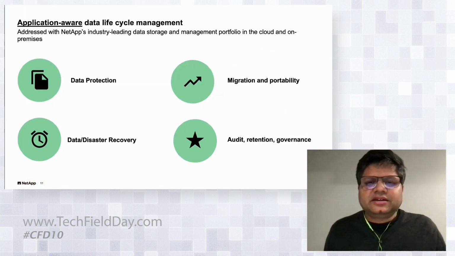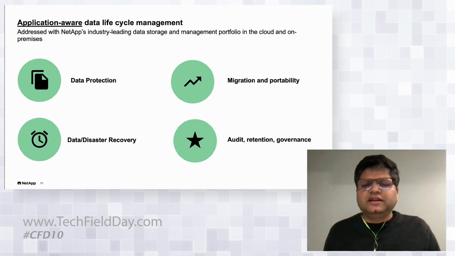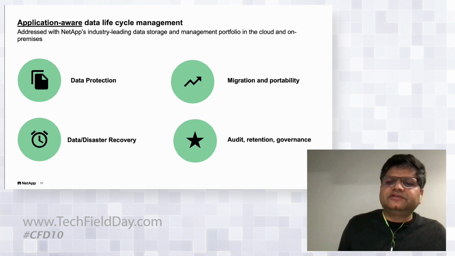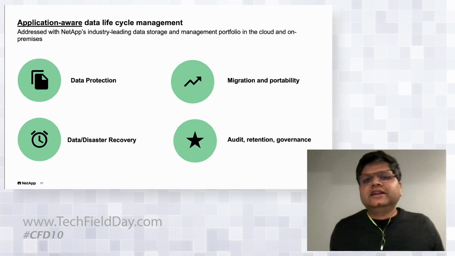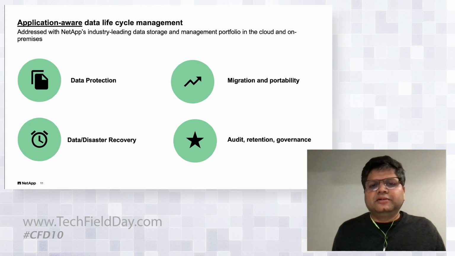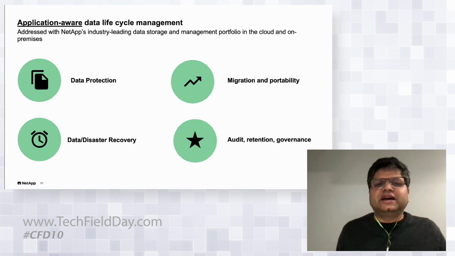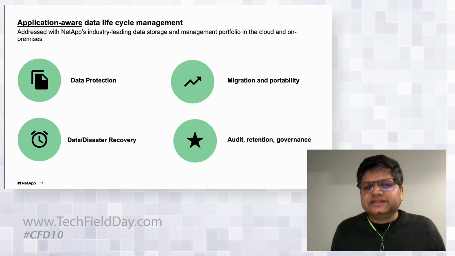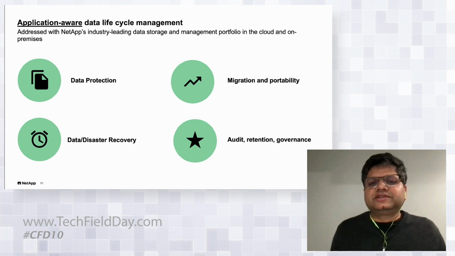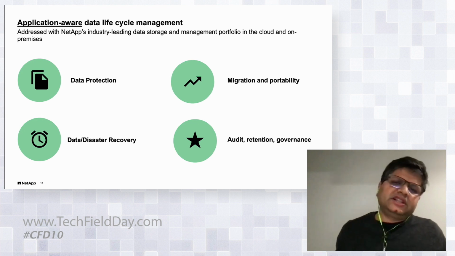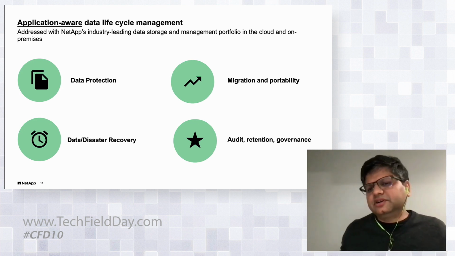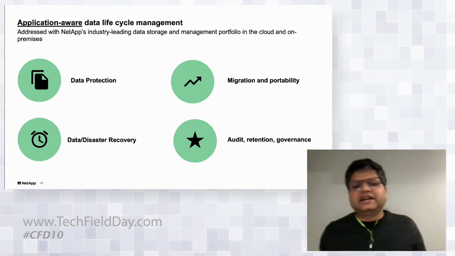The use cases that Astra is going to cater to, and is catering to right now, are things that we talked about. It's data protection, data disaster recovery, migration and portability, audit, retention, and governance that enterprises need to run their business critical apps on Kubernetes. And how we're doing it with Astra, the big clincher, is that we are using NetApp's proven storage and data management portfolio, both in cloud and on premises, to make it happen. So it's really the best of NetApp coming to Kubernetes for solving its data management issues.